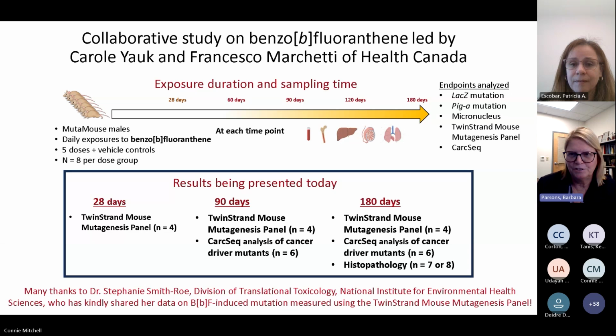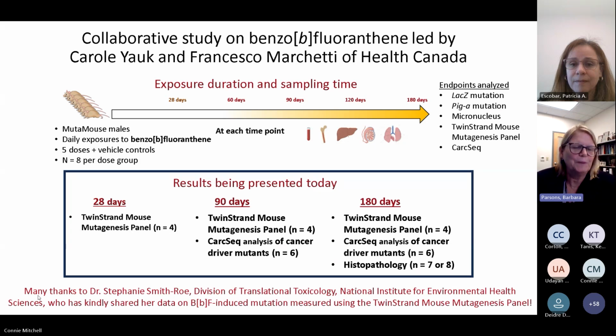And a lot of interesting data is coming out of this, and it has the real advantage of being able to intermesh standard genetic toxicology tests, but also error-corrected NGS approaches. And in the box there are the results that I'll be presenting today.